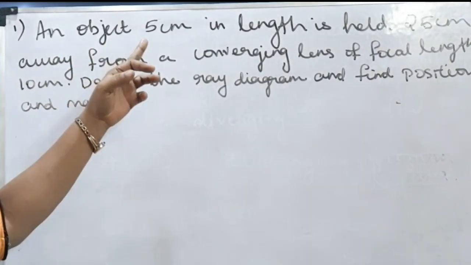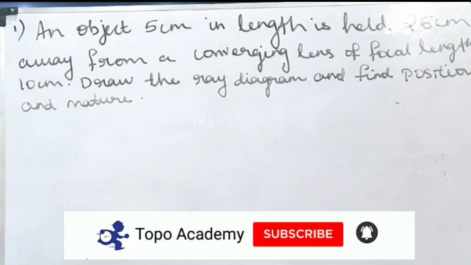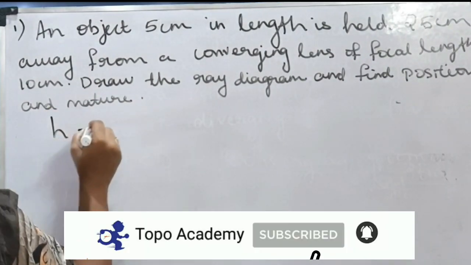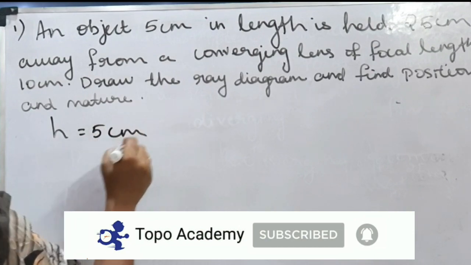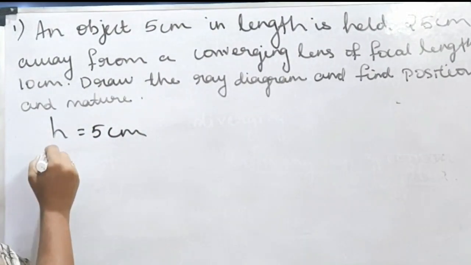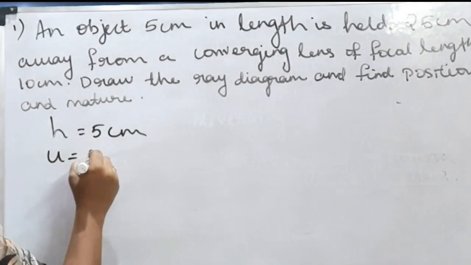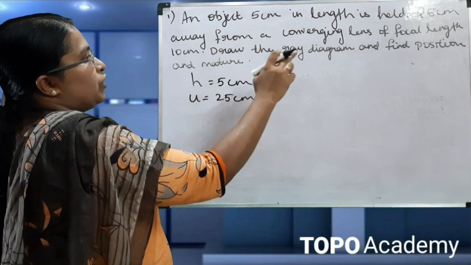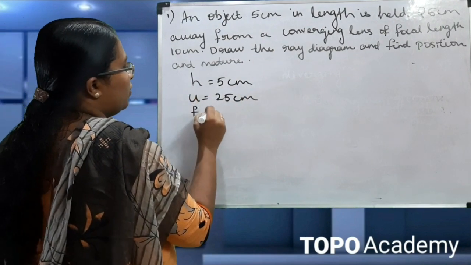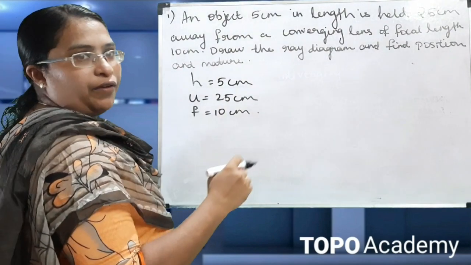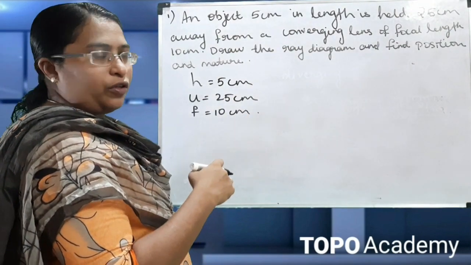So an object of 5 cm in length. What's the height of the object? H is given. It is 5 cm. The object is held 25 cm away from a converging lens. So U is given, 25 cm. What is the focal length given? F is given, 10 cm. So we can just draw the figure and find the signs for this one.